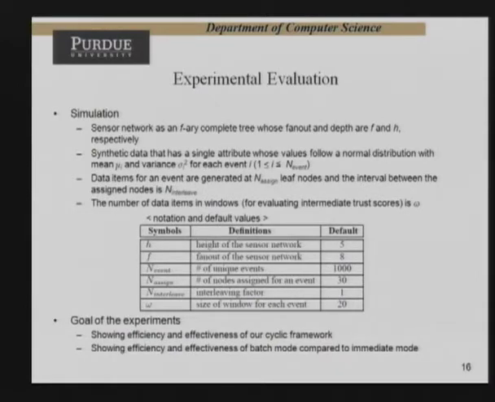Here is some initial experimental evaluation. For this evaluation, we simulate some sensor networks and generate synthetic data with some scenarios. And we carefully manage the parameters to generate various kinds of sensor networks and various situations of the data generation. The goal of this experiment is showing the efficiency and effectiveness of our cyclic framework, and comparing the batch mode and the immediate mode.